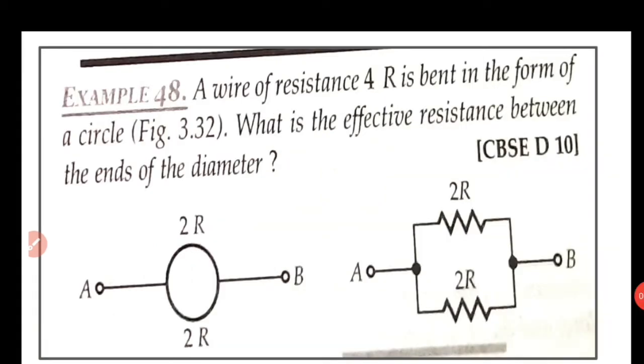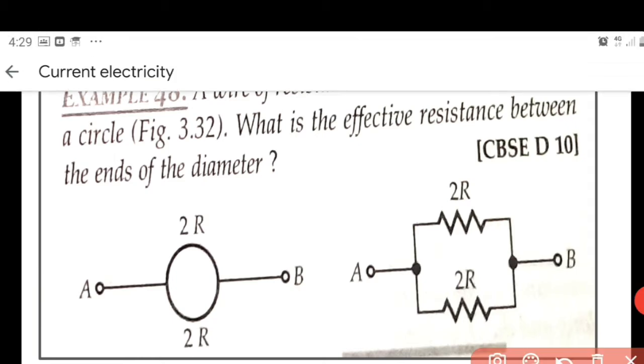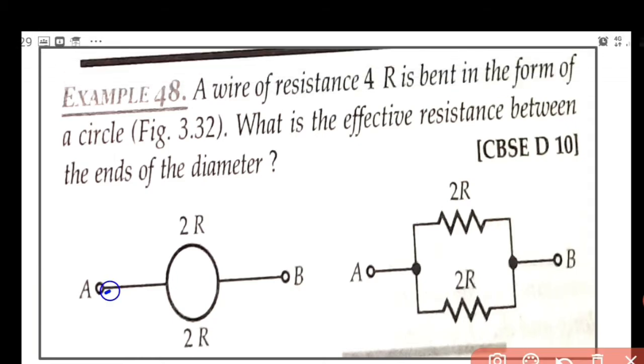A wire of resistance 4R is bent in the form of a circle. What is the effective resistance between the ends of the diameter? So here the wire is bent like this, and between the ends of the diameter you have to find the resistance.